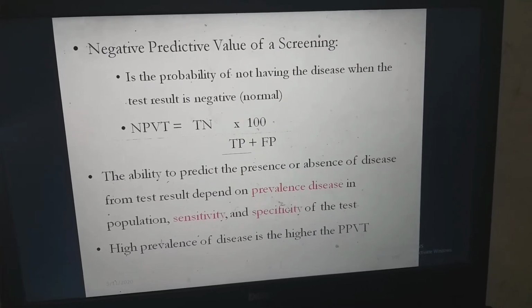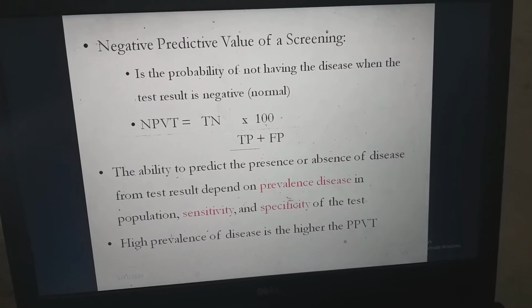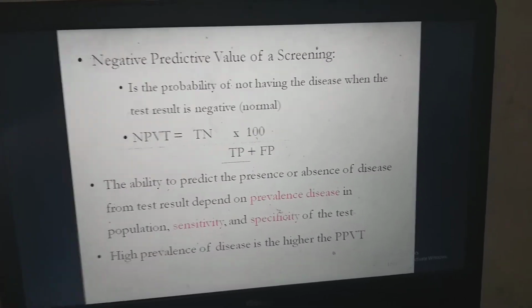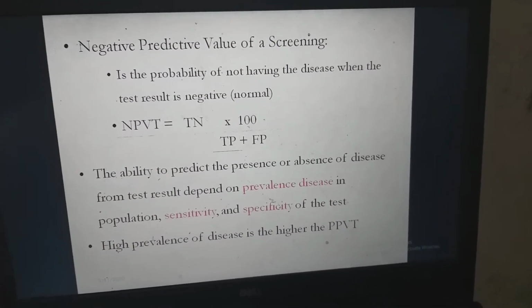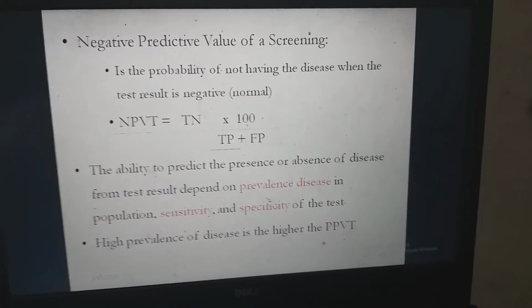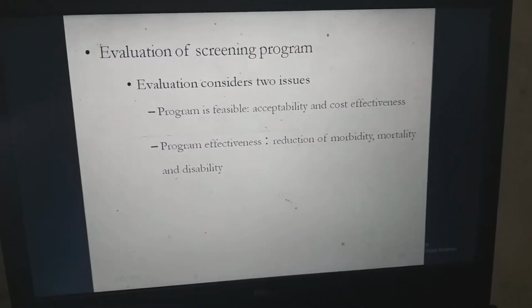The ability to predict the presence or absence of a disease from the test result depends on the prevalence of the disease in the population, as well as the sensitivity and specificity of the test. High prevalence of the disease means a higher positive predictive value. Low prevalence means a higher negative predictive value. So don't forget this.